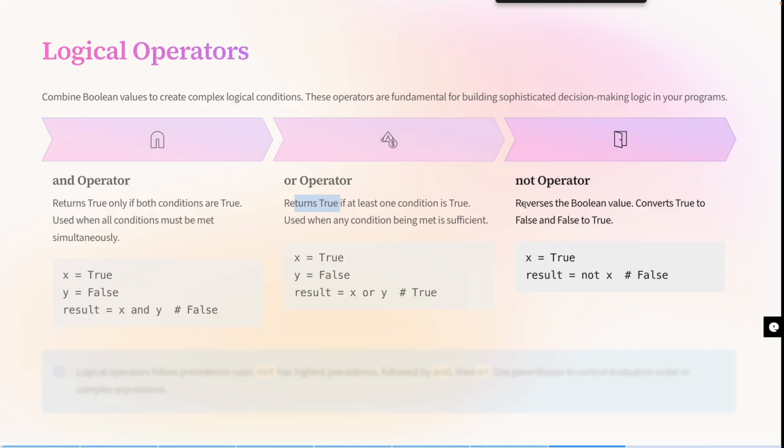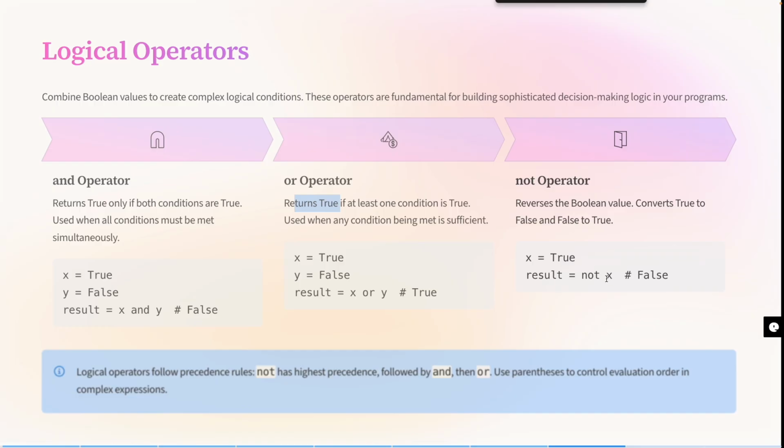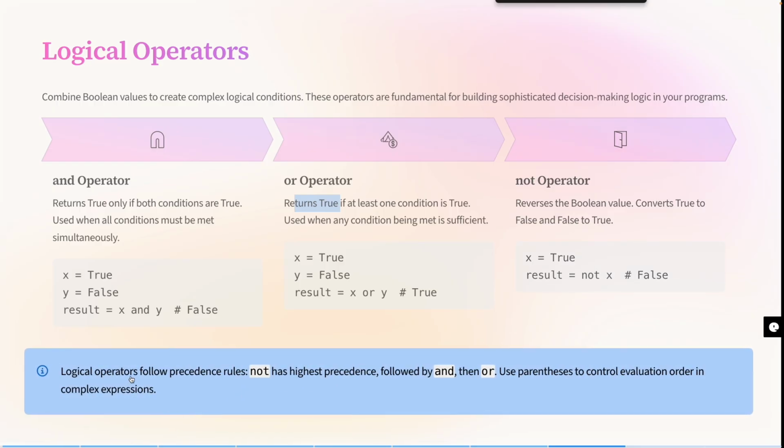The not operator reverses the Boolean value. It converts true to false and false to true. X is equal to true, and when we use the not operator, then true becomes false. Logical operators follow precedence rules. Not has the highest precedence, followed by and, then or. Use parentheses to control evaluation order in complex expressions.